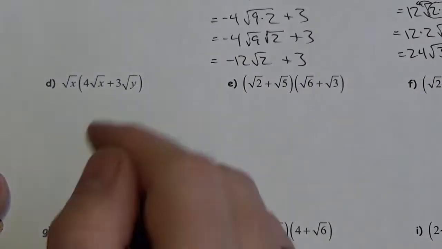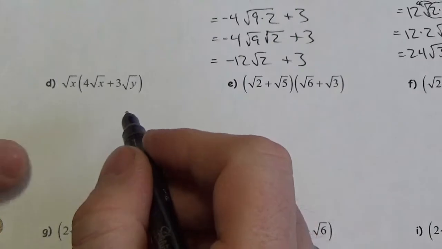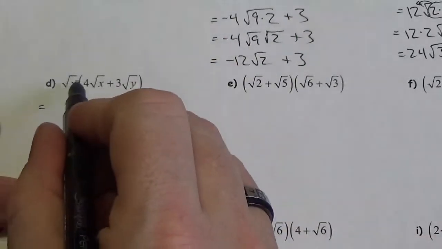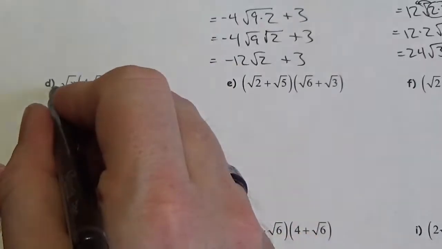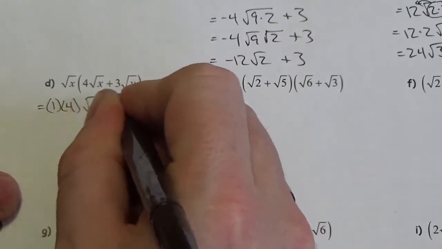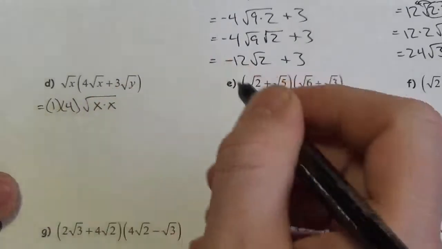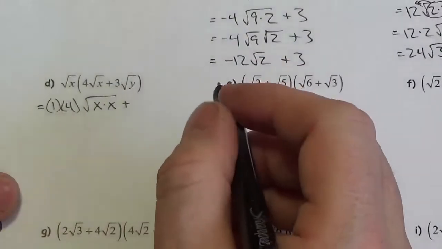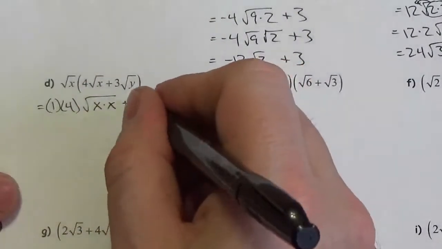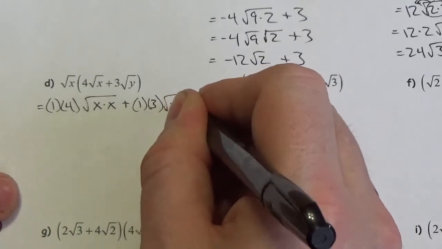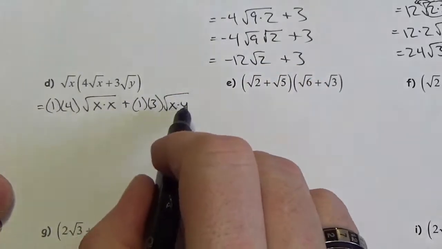Okay, now we're throwing some variables in here. Okay, let's see how that changes things, if at all. So root x times 4 root x, well, I multiply the coefficients, so it's going to be 1 multiplied by 4 multiplied by the square root of x times x. Plus, when I distribute that root x to the 3 root y, the coefficients, again, 1 multiplied by 3 multiplied by the square root of x multiplied by y.